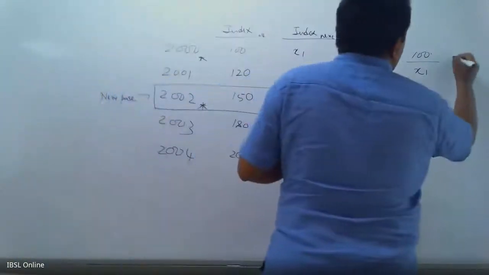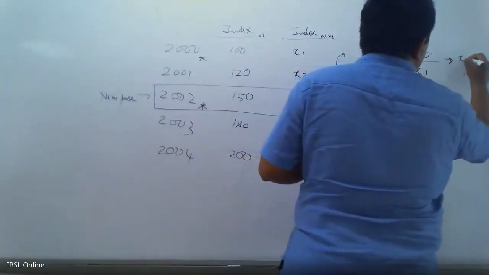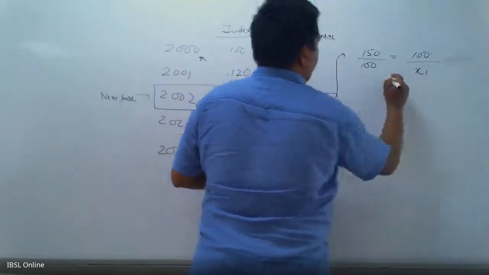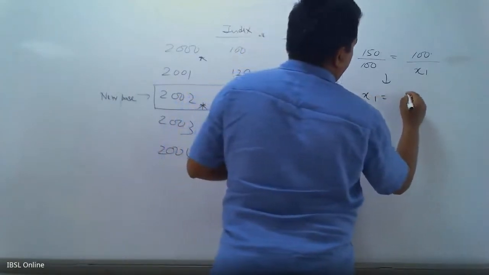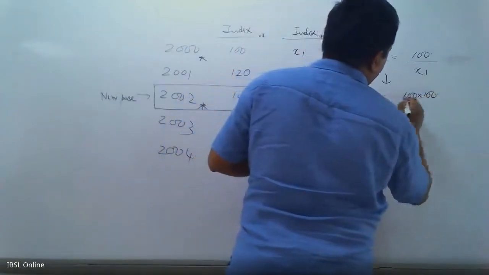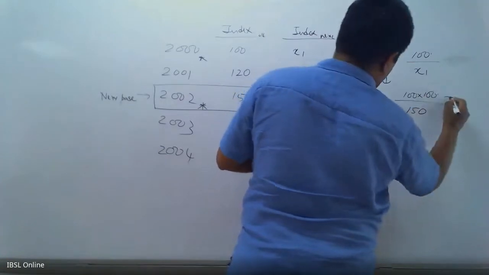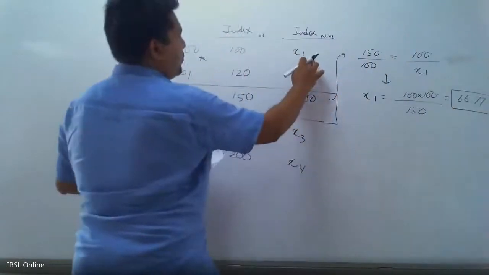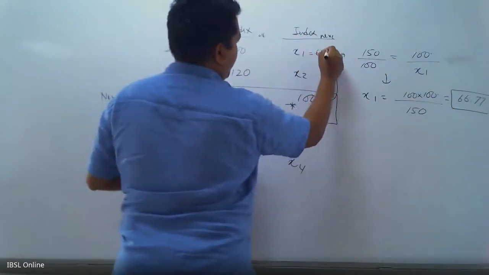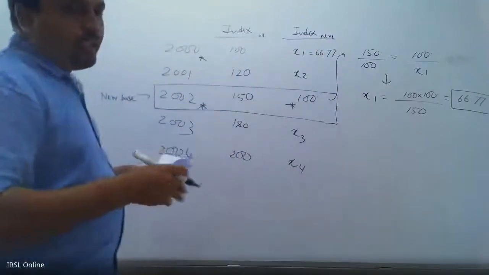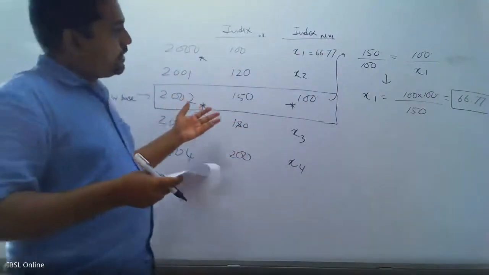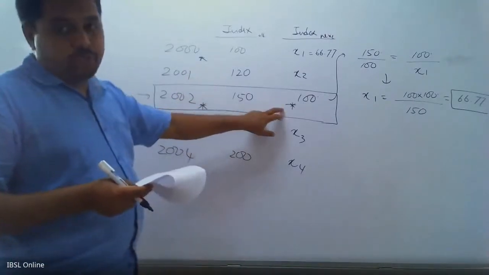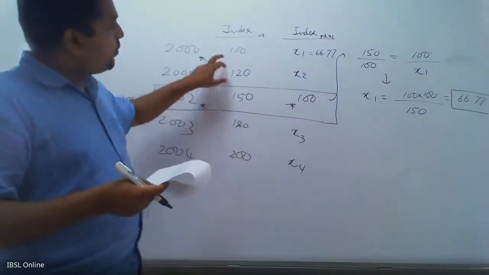So obviously, x1 should be, I'll write it here, 100 multiplied by 100 divided by 150, or 66.67. This is how you get this value. It's a simple logic. Forget about the equation depicted in the slides. If you look at the mere math, what you're doing is comparing the same ratio with the new point and the old point.